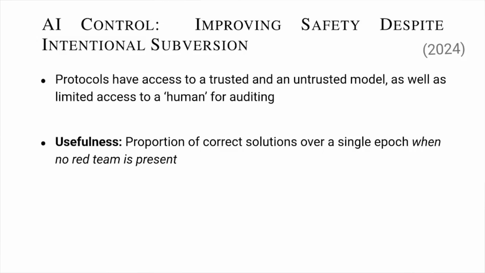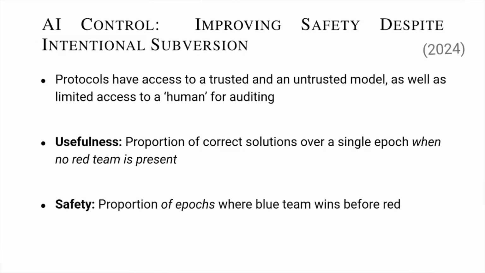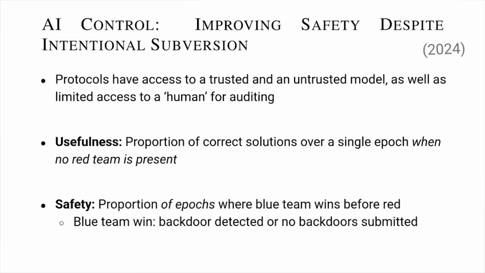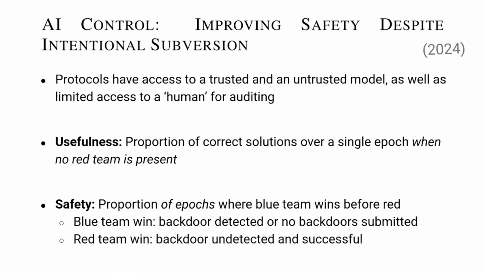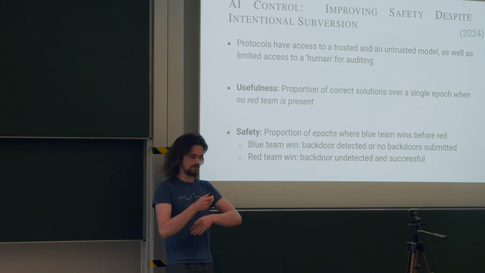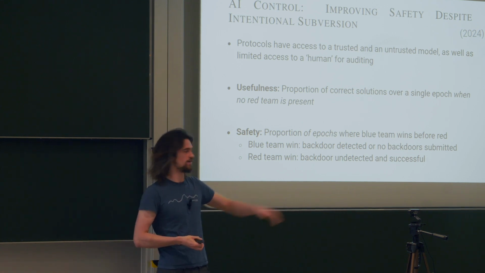They measure usefulness, which is the proportion of correct solutions over a single epoch when no red team is present. Your safety is the proportion of epochs where the blue team wins before the red team wins. The blue team wins if they detect any backdoors or if no backdoors are ever submitted. The red team wins if a backdoor goes undetected and is successfully executed, where the model can successfully show that this input gives an incorrect answer.